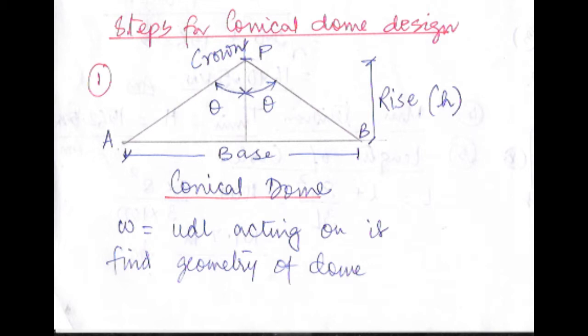Now P is the crown, and this angle 2 theta is called the vertex angle, or theta is the semi-vertex angle. The rise is shown as capital H and the base is AB. So this is a conical dome, and here small w is the UDL acting on the conical dome. First step, we have to find the geometry of the dome.